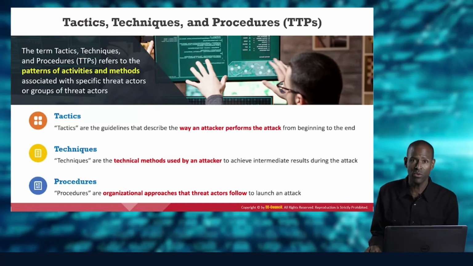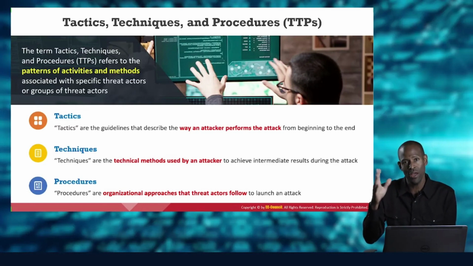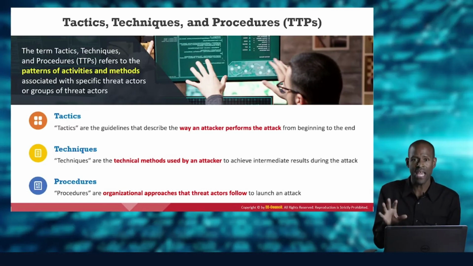This is the same thing we do with threat actors. They have ways that are turned into patterns of activities, methods with the way they do things. The T for tactics is the way they perform the attack from beginning to end. The T for techniques is the technical methods, the tools that they use. The procedures are the organizational approach that the threat actor takes to launch the attack. You put these together, it's almost like getting the thumbprint of the attack. So even though the attacker doesn't say, "Hey, I'm with this attacking group," you examine the TTPs and you can tell who they are.